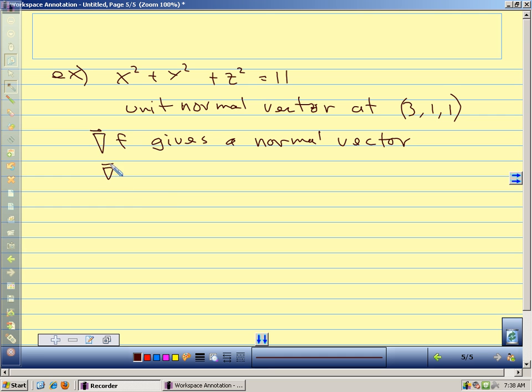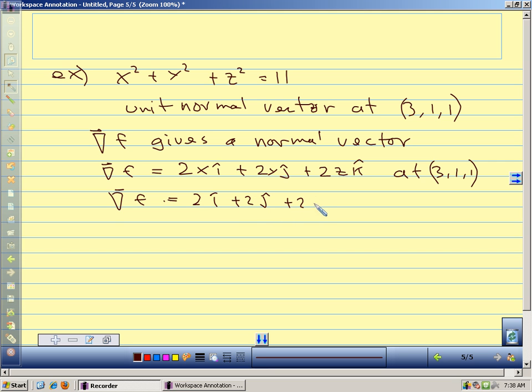So if we calculate our gradient, what is our gradient? 2xi, 2yj, 2zk. And at 3, 1, 1, del f is just 6i plus 2j plus 2k. Oh, 6i, thank you. Say that darn arithmetic. So that's a normal vector.